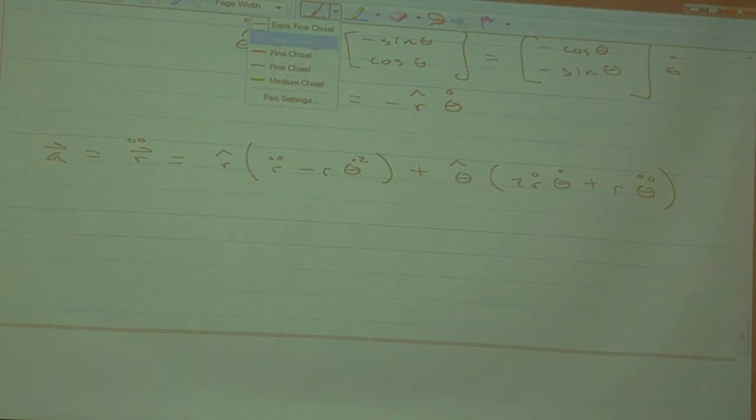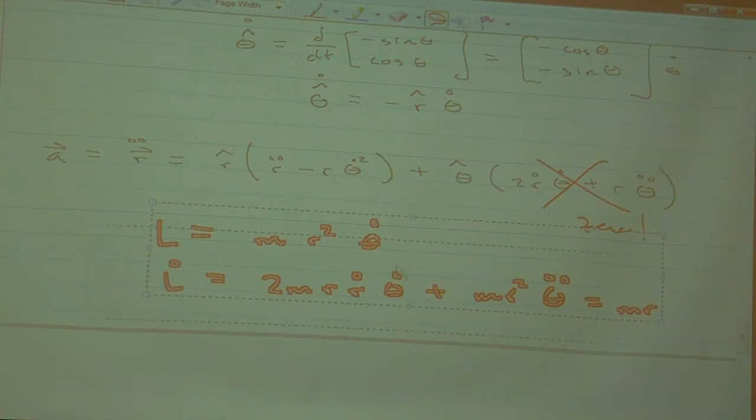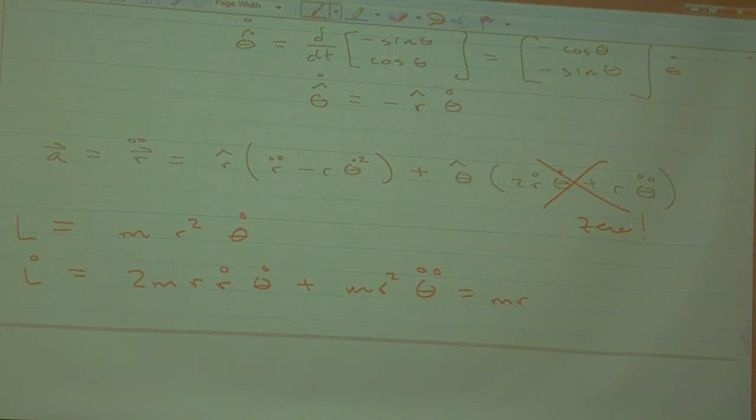Okay, now I want to prove to you that this term is 0. L is m r squared theta dot. L dot is 2m r dot theta dot plus m r squared theta double dot, which is m r times (2r dot theta dot plus r theta double dot).